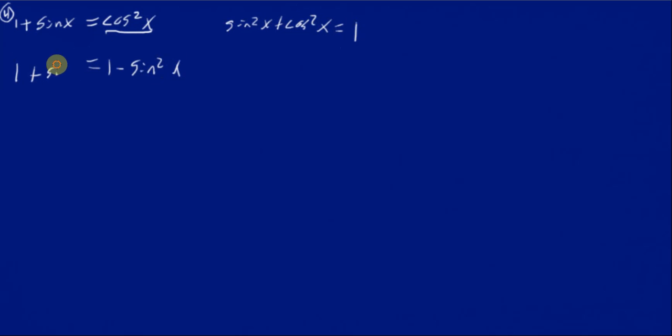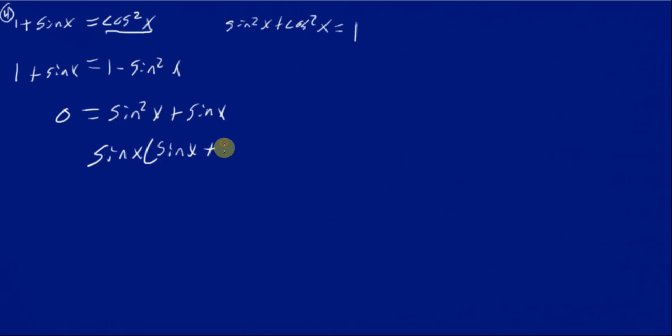That's 1 plus sine x. And we're going to set this thing equal to 0. So I'm going to subtract 1 from both sides, so that goes to 0. I'm going to subtract the sine of x from both sides. Well, no, let's do it the other way. Let's add the sine squared over. So it's going to be positive sine squared x plus sine x. All right, so I've got two terms. I've got a common factor of the sine of x. And that's going to give me a sine x here plus 1.